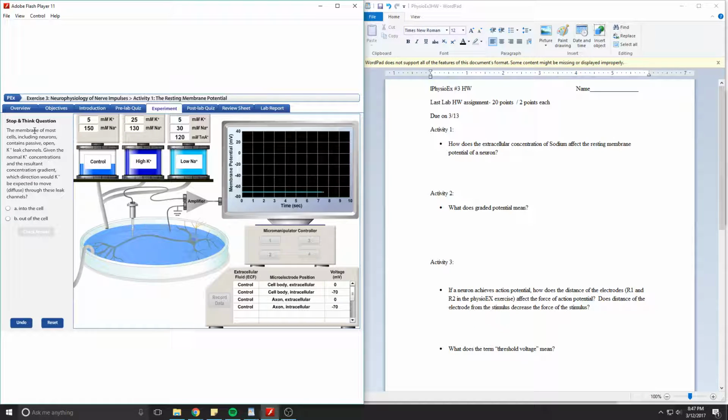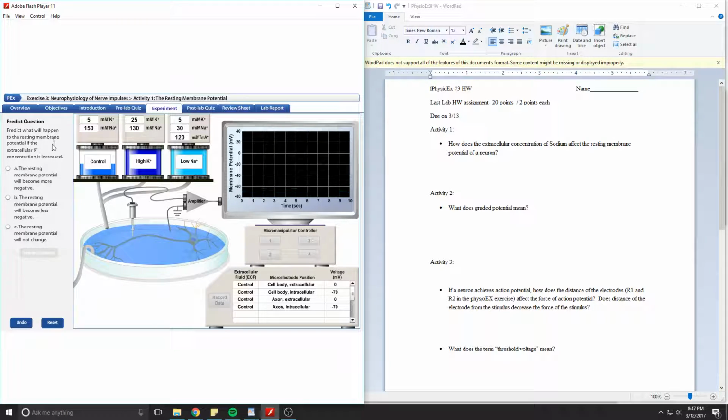The membrane of most cells, including neurons, contains passive open potassium leak channels. Given the normal potassium concentration, which is low, and the resultant concentration gradient, which direction would potassium be expected to move, diffuse, through these leak channels? It would go out of the cell, since it's low concentration outside and high inside.